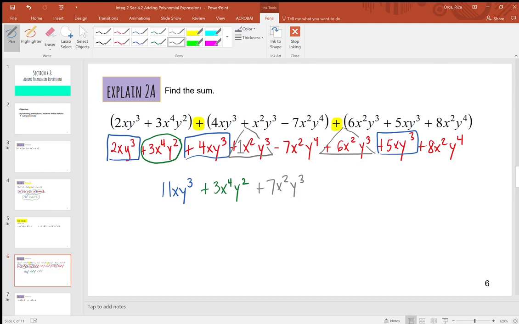Finally, our last set, we have negative 7x squared y to the fourth and 8x squared y to the fourth. So negative 7x squared y to the fourth plus 8x squared y to the fourth is positive 1x squared y to the fourth, or simply x squared y to the fourth. And this is our answer.